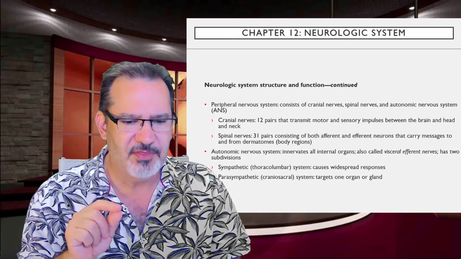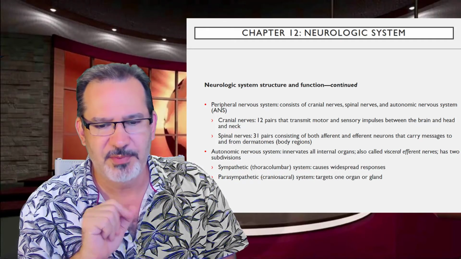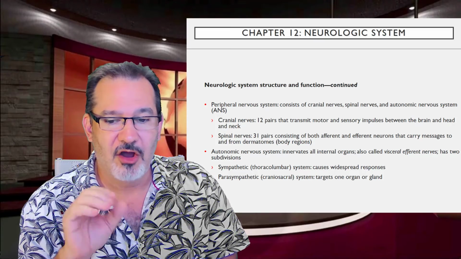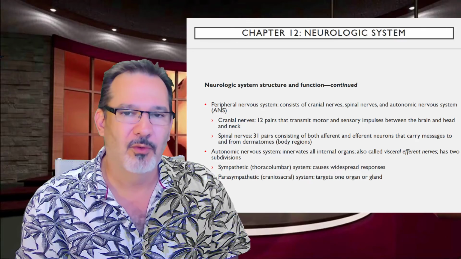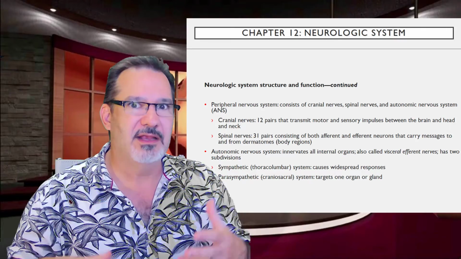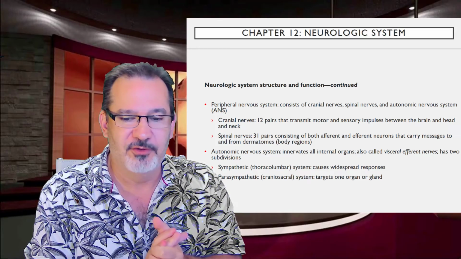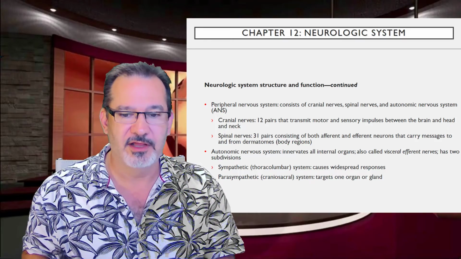Let's see, sympathetic versus parasympathetic. I like this. Important to know. Sympathetic nervous system or sympathetic nerves cause widespread responses, or I guess more full body type responses, whereas the parasympathetic system targets an organ or a gland, and it's very specifically targeted.